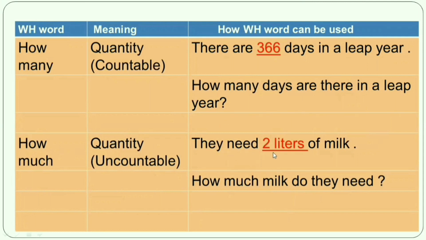Next one. They need 2 liters of milk. So look at the underlined word. Yes, it indicates the quantity, that means uncountable nouns. Okay, so my dear student, the WH word will be how much. Okay, so right here how much milk. Then no auxiliary verb here, so you have to take do, because here the verb is in the present form, do, how much milk, do, and the subject they, and the main verb, present form of the verb need, and question mark will be given. So how much milk do they need?